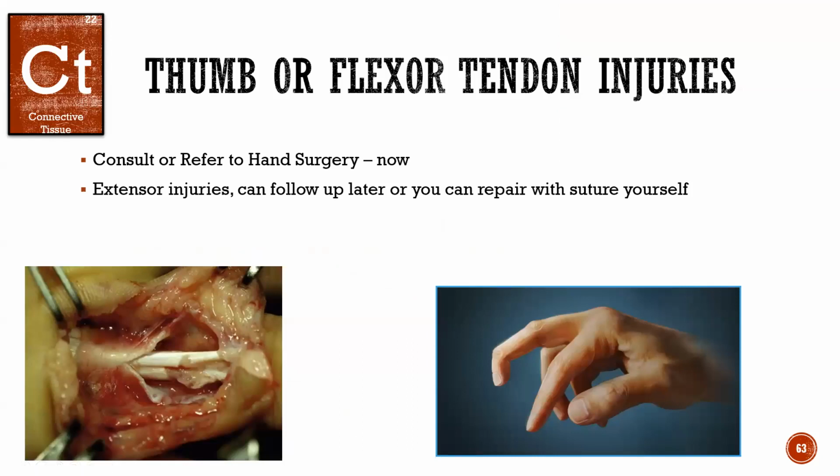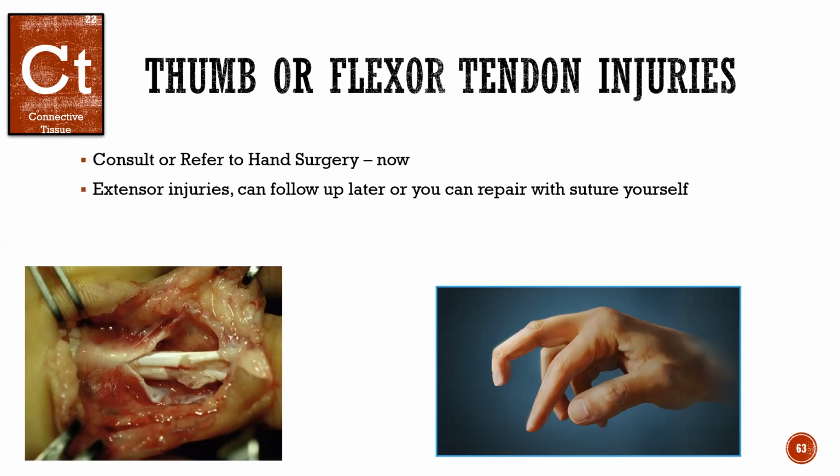Next big thing we have to talk about is thumb or flexor tendon injuries. If you have an extensor tendon injury, as demonstrated here on the right side, extensor tendons are not big deals. Typically, even us in the ER, we can sew them back together. Usually it's just one thread.